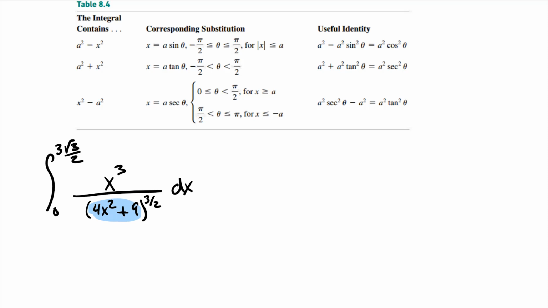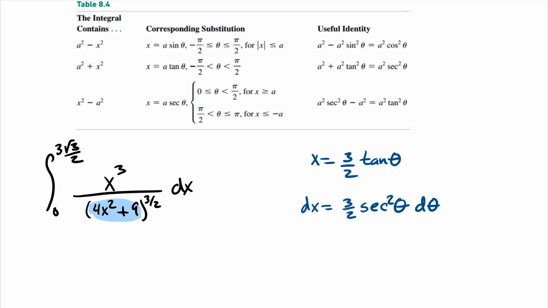Now, clearly we have a squared plus a number, so we're going to use tangent. So x is equal to something times tangent of theta. And we got to figure out how to create something that when we multiply it by 4, it's going to equal 9. So we want 9/4. But we don't want 9/4 because we're about to square it. So what's the square root of 9/4? 3 halves. Therefore, dx is equal to 3 halves secant squared of theta d theta.